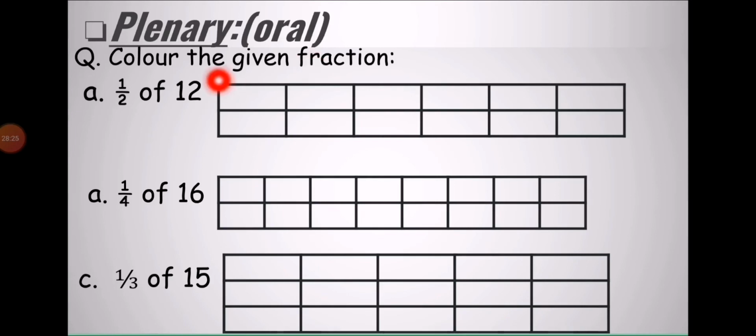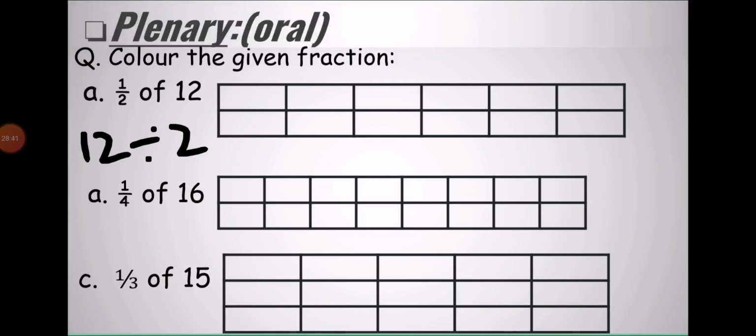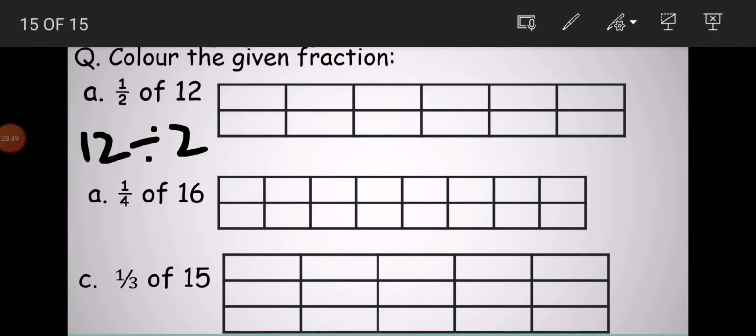Now plenary, color the given fraction. 1 by 2 or half of 12. Half of 12, again, it's a simple way. We can count, we can do it with the 2 times table till 12, it means 12 divided by 2. We are putting 12 into 2 equal parts. So read the table with me. 2 1s are 2, 2 2s are 4, 2 3s are 6, 2 4s are 8, 2 5s are 10, 2 6s are 12. It means half of 12 is 6.